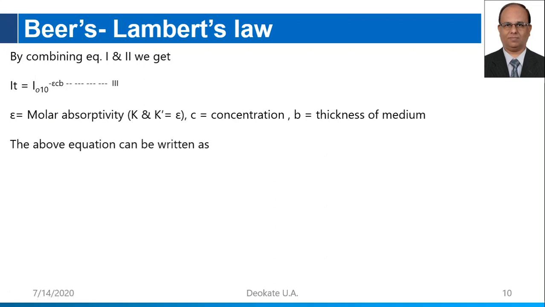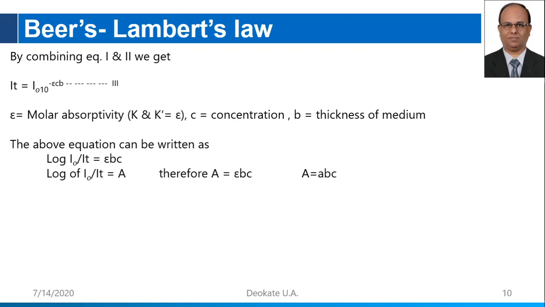The above equation can be written as log of I0 upon IT equals epsilon bC. So we just take this sign to the other side, and if it is I0 upon IT, we can convert it to IT upon I0, which can be converted to I0 upon IT. So this is a mathematical simplification. You just go through the mathematical simplification, you will get this equation: log of I0 upon IT equals epsilon bC.